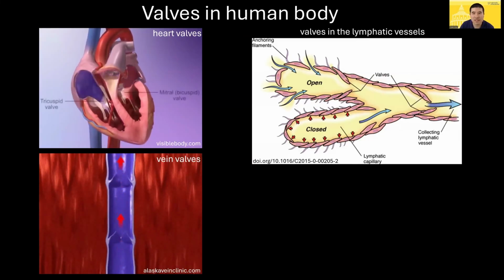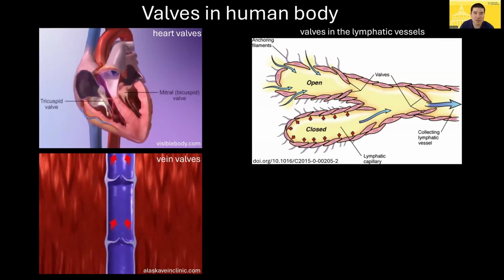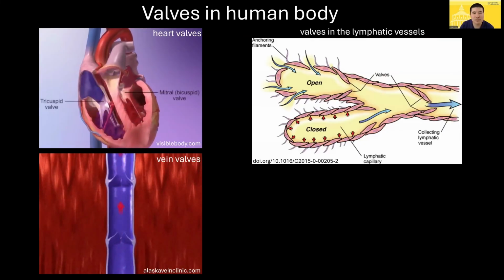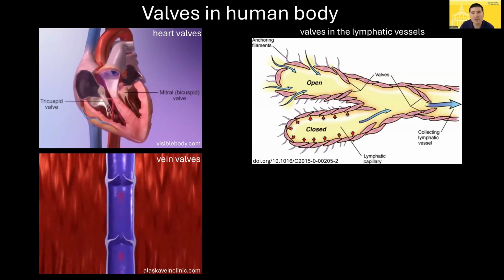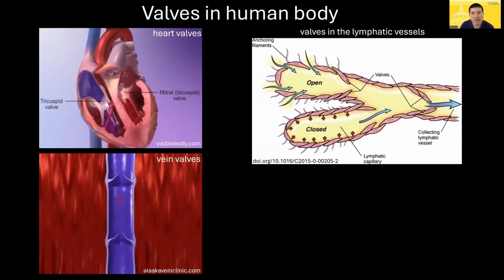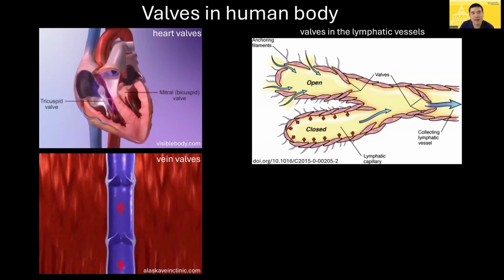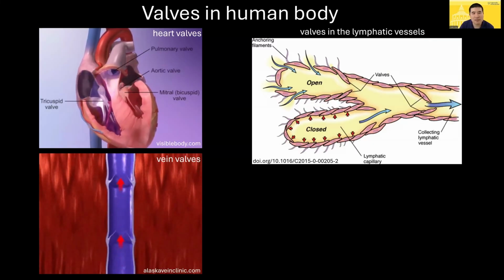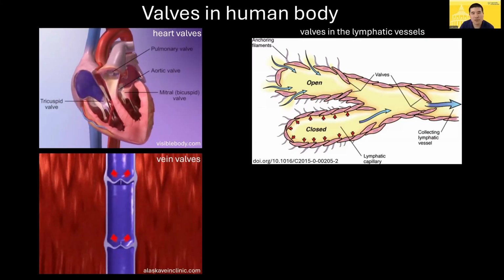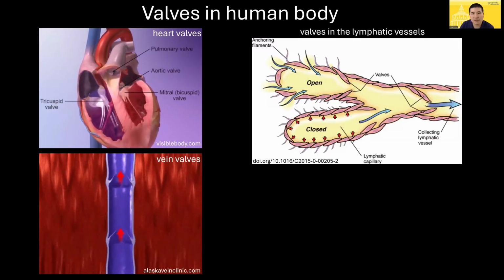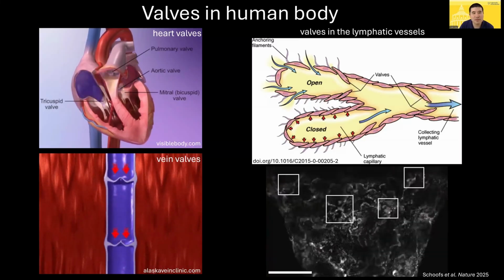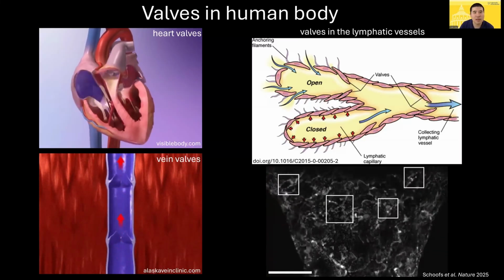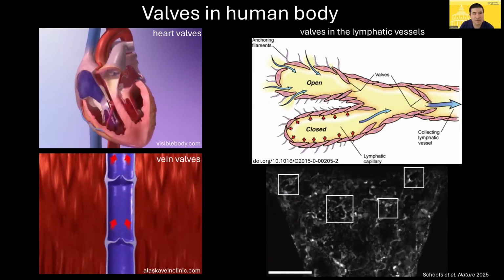Similarly, the vein valves keep the blood flow in the veins in one direction, and dysfunctions of these valves might cause diseases. Another interesting valve mechanism is in the lymphatic vessels. There are valves in the collecting vessels allowing flow in one direction. And there are also these tiny valves at the lymphatic capillaries. These valves are formed by neighboring cells and they flap open and close to only allow fluid to flow into the lymphatic vessels. And here's a recent imaging study showing the open and close motion of these tiny valves.